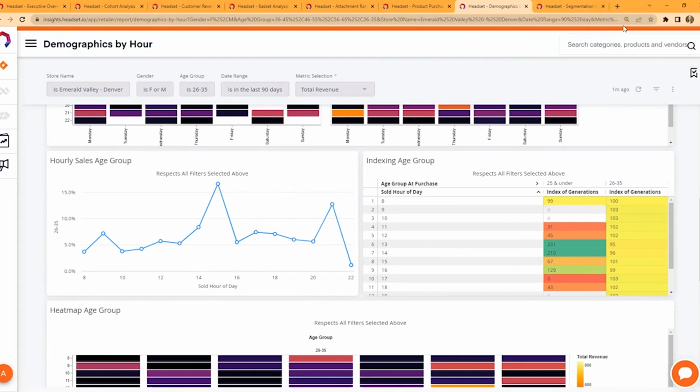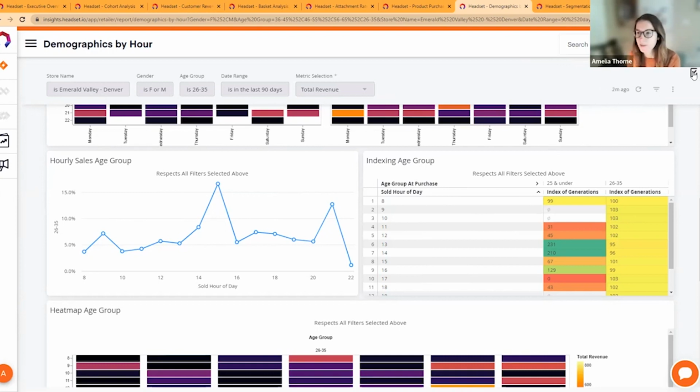Yes, I hate to be the person who keeps taking all the time, but can you save a whole slew of different gender, age, date range metrics for like a quick list to keep going back to? Yes. Oh my gosh. I'm so glad you asked that.